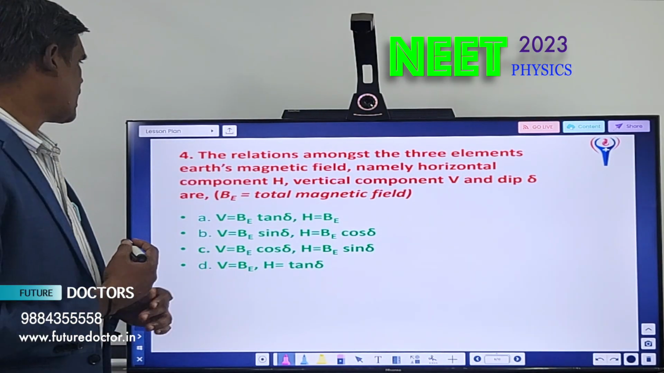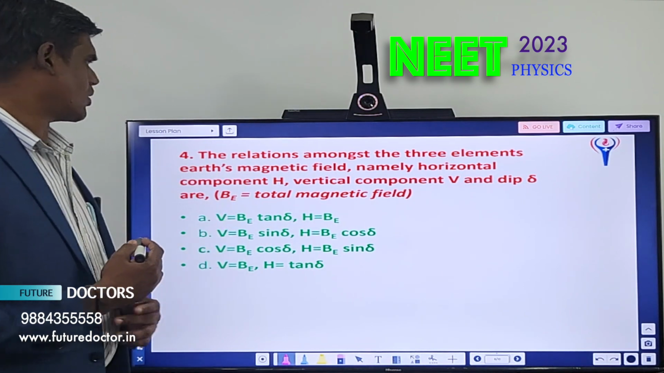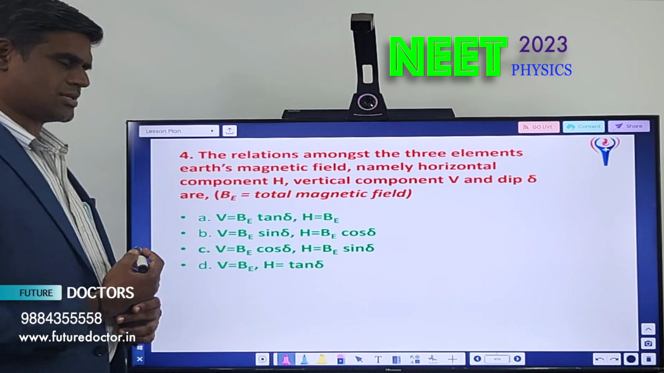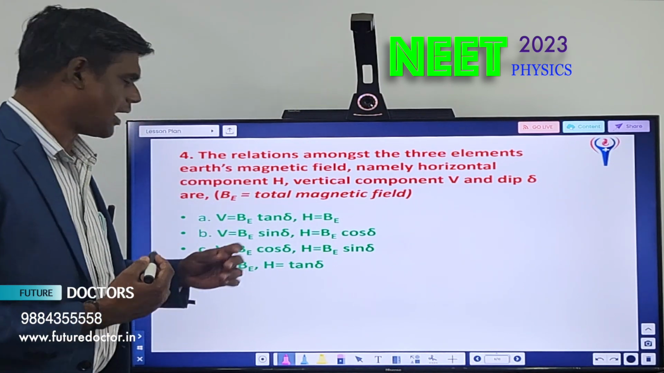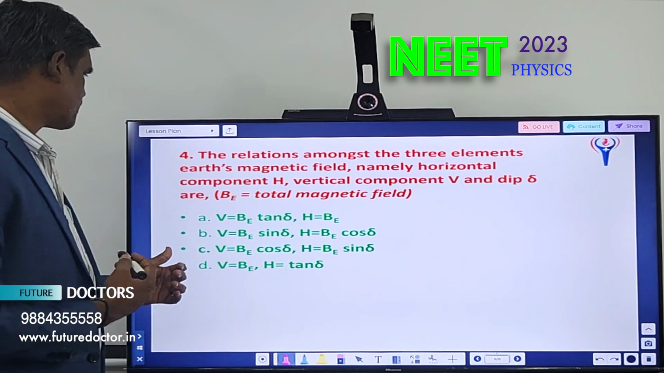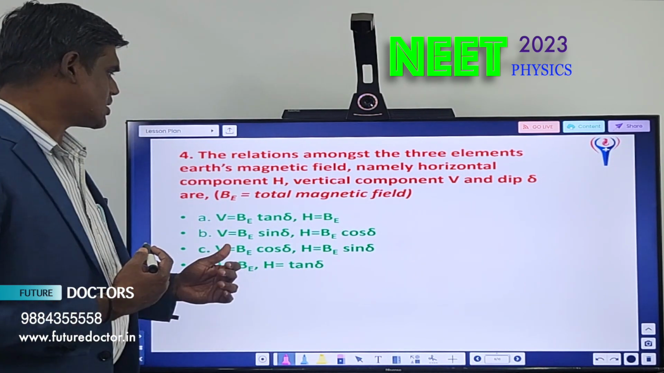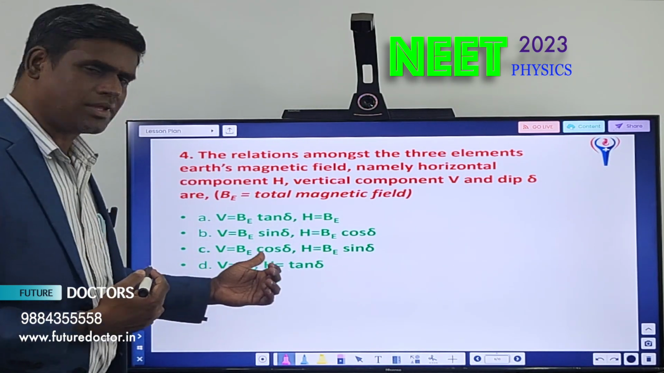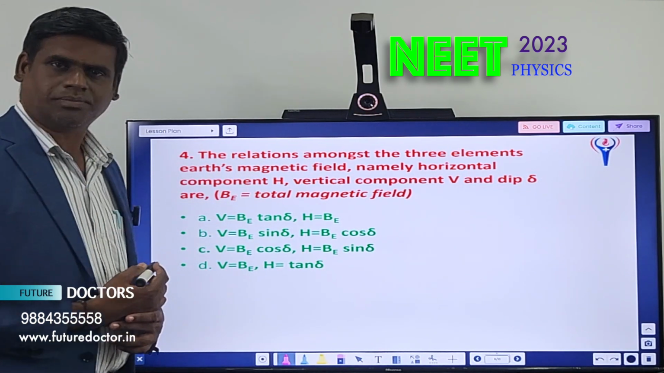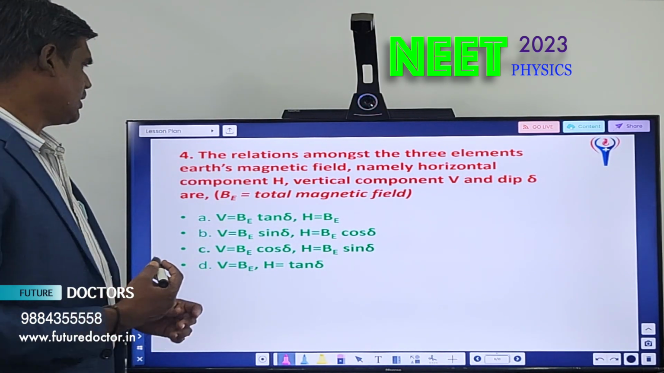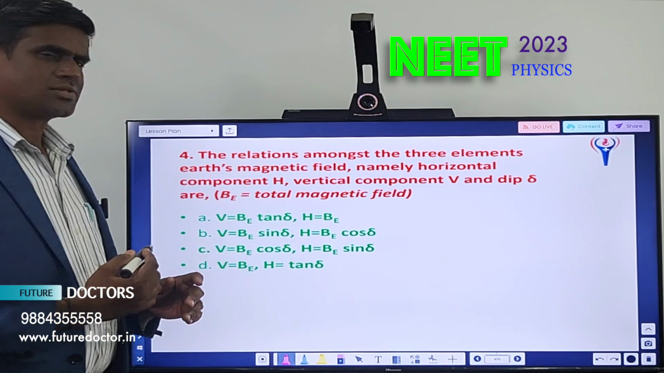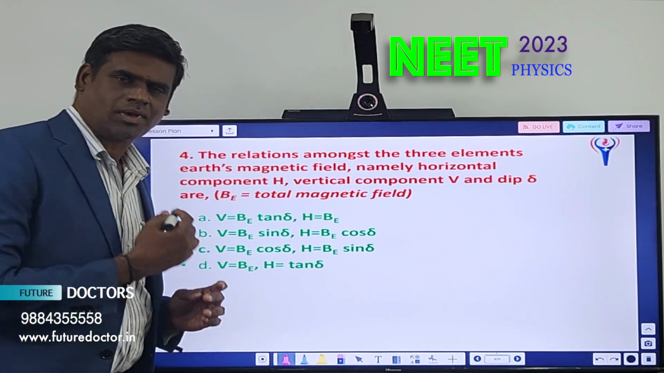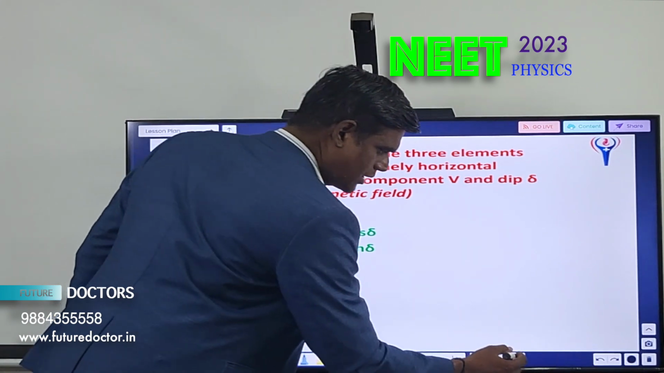The relation among the 3 elements of Earth's magnetic field, namely horizontal component H, vertical component V, and dip delta, are related as dash. Option A, V equal to BE tan delta and H equal to BE. B option, V equal to BE sin delta and H equal to BE cos delta. C option, V equal to BE cos delta and H equal to BE sin delta. D option, V equal to BE and H equal to tan delta. Here you should know the relation between the vertical component, horizontal component with respect to dip delta and the total magnetic field BE. By knowing this relationship, you are able to find the solution for this question. Let's move to question number 5.